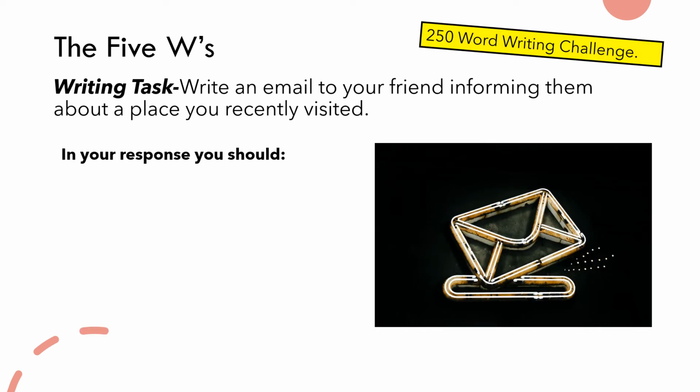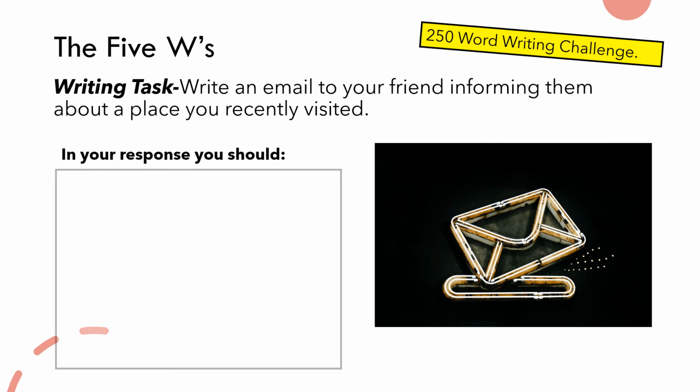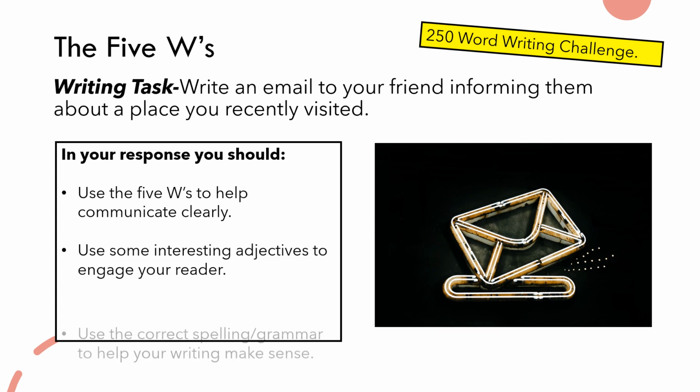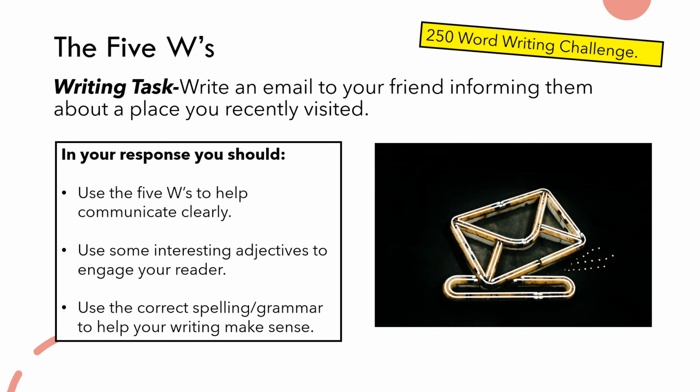So the writing task I'd like you to look at is try to write an email to your friend informing them about a place you recently visited. In your response, you should use the 5 W's to help communicate clearly. Use some interesting adjectives to engage your reader. And use the correct spelling and grammar to help your writing make sense. You can see there in the top right hand corner that it's a 250 word writing challenge. You shouldn't really have to write more than that, just try and keep it very brief and think about the main bullet points that we looked at in that success criteria.